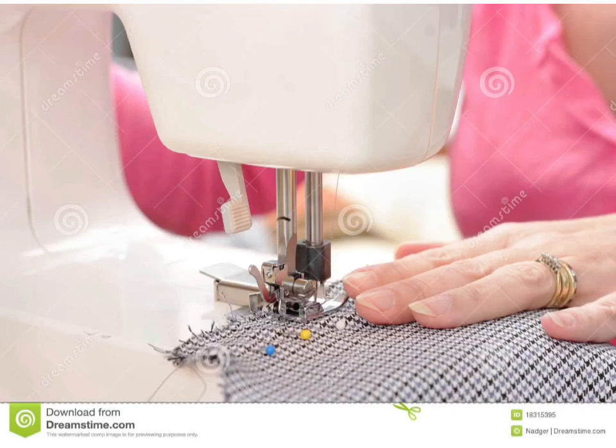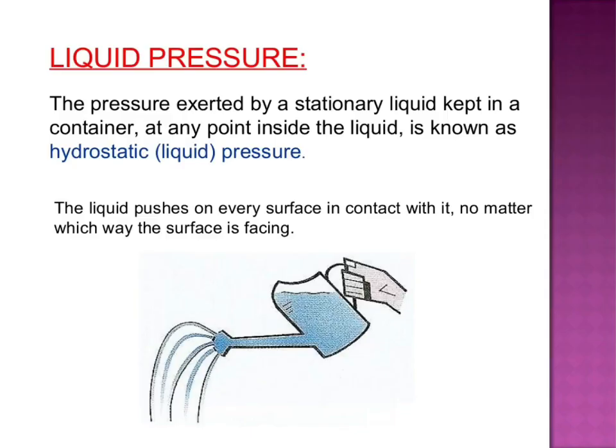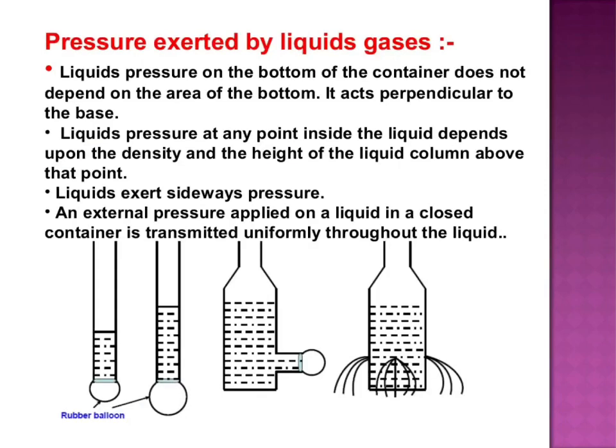Now let's discuss liquid pressure. All the liquids have weight. So when we pour a liquid into a vessel, then the weight of the liquid pushes down on the base of the vessel, producing a pressure. The pressure exerted by a liquid is given by the formula pressure is equal to force upon area. In this case, the force is the weight of the liquid and area is the area of the base of the vessel in which the liquid is placed.